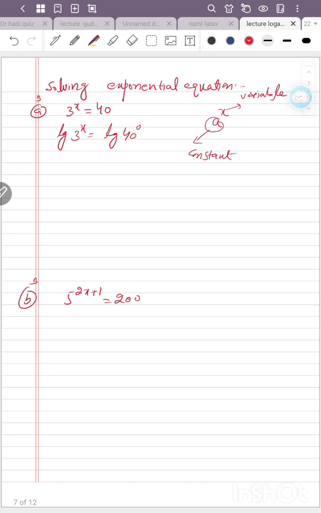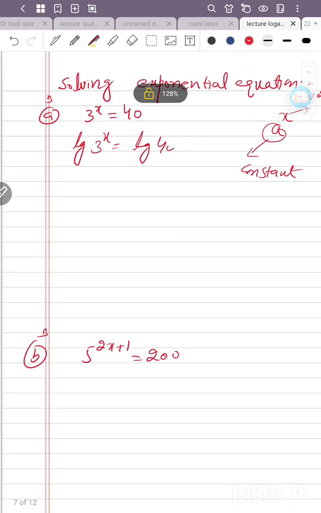Again I have to write the property: in mathematics, if you have a constant and its power is a variable, you take log both sides. Now apply the log property. What is the log property? This power will come to the start. x log of 3 equals log of 4. Here this log is multiplied with x, so on the other side it will be divided.